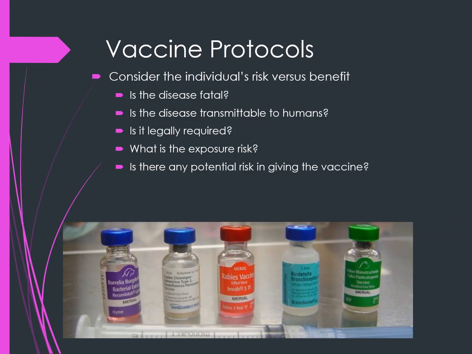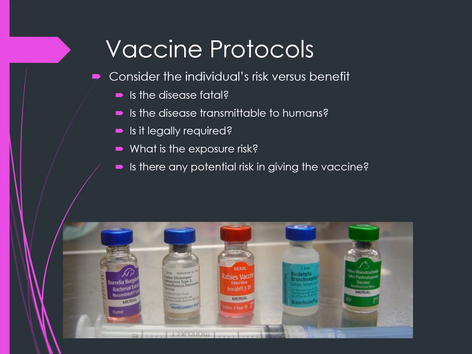Administering a vaccine to a patient, there's some things to consider beforehand, weighing out the risk versus benefit. Is the disease fatal? So for example, rabies, right? So this is why rabies is a core vaccine. Is the disease transmittable to humans? And this is something that's very important in food animal industry, right? Because if it is, then it's probably going to be a core vaccine for cows, for example. Is it legally required, like rabies? What is the exposure risk? So depending on where you live, is your dog going to be more susceptible to lepto and Lyme, depending on the region? And is there any potential risk in giving the vaccine?